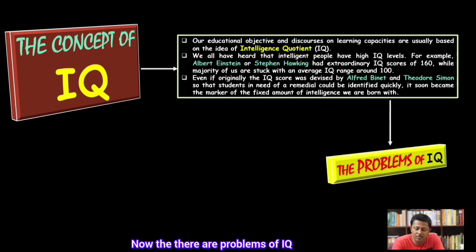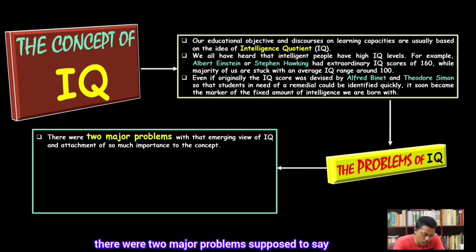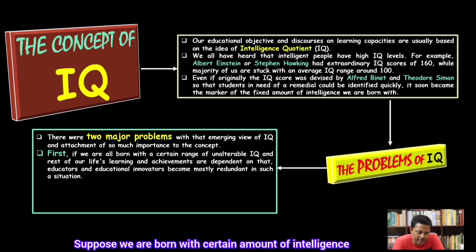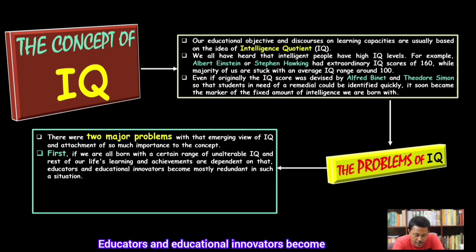Now there are problems of IQ. What are the problems? There were two major problems with that emerging view of IQ and the attachment of so much importance to the concept. First, suppose we are born with a certain amount of intelligence, or unalterable IQ, and the rest of our lives, learning and achievements are dependent on that. Educators and educational innovators become mostly redundant in such a situation. So this is a problem, when in need there are more educators and educational inventors.